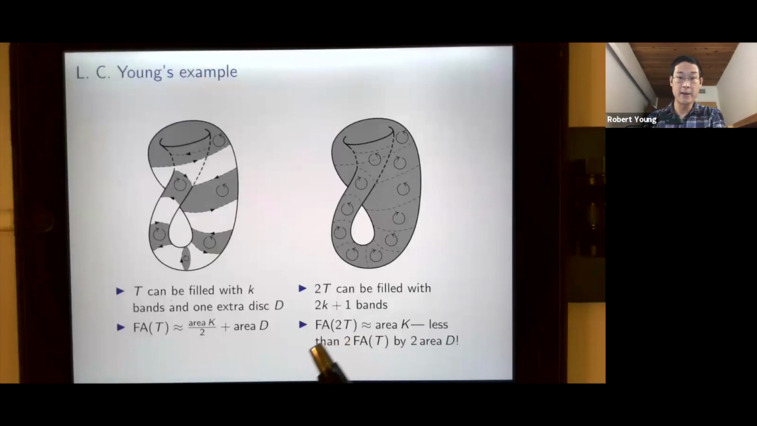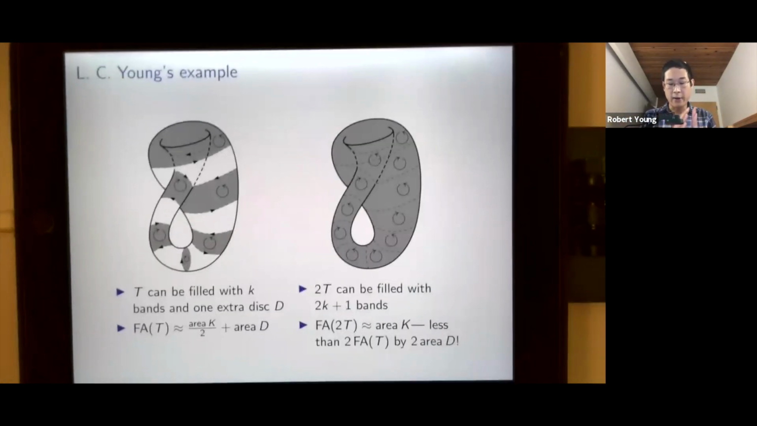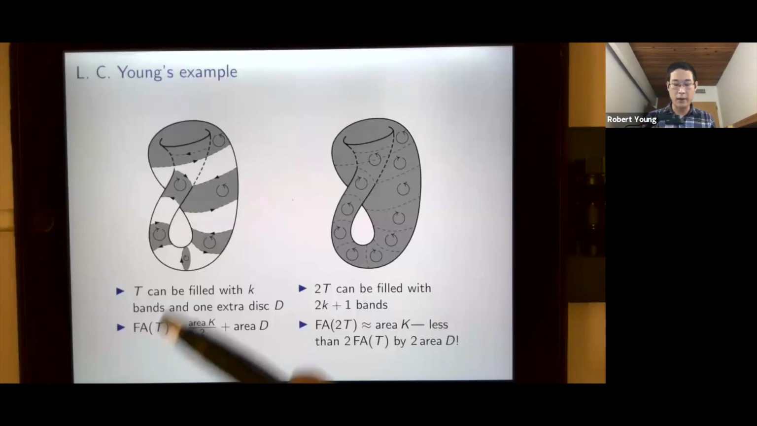The filling area of 2t is less than twice the filling area of t by a factor of 2 copies of the disk. And so that 1.5, or that 1.52 from the previous slide, is basically trying to figure out how you can embed a non-orientable surface into R4 so that the area of the surface is as small as possible, but the area of this extra disk is as large as possible.